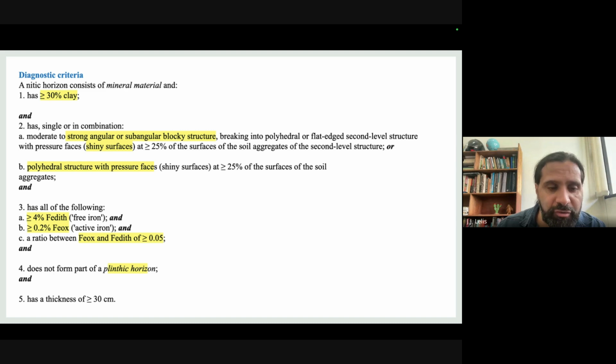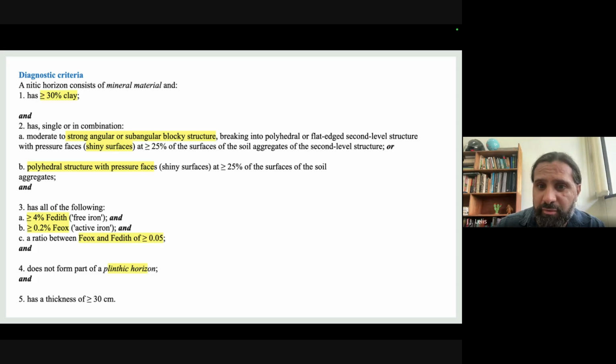Okay. And also much more important than this clay content, we have a single one or a combination of A and B. First of all, a moderate to strong angular or subangular blocky structure. It's quite common to find subangular and angular blocky structure in nitic horizons. And the structure should register a grade that's classified as moderate or strong, okay? Why are we saying that? Because of this high content of clay.